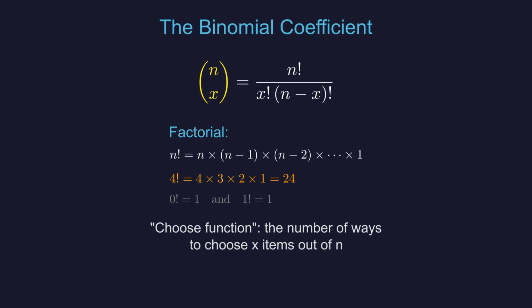The choose function tells us the number of ways to pick x items from n. For instance, 4 choose 2 equals 6, meaning there are 6 ways to choose 2 items out of 4.